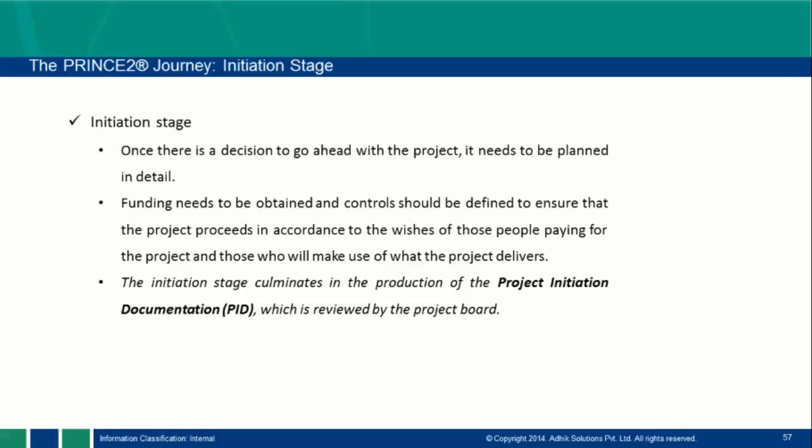So once we have the go ahead, then we will plan in detail in the initiation stage. Funding needs to be obtained, cost control should be defined to ensure that the project proceeds in accordance to the wishes of those people paying for the project and those who will make use of what the project delivers, right? So funding we will provide here, budgeting, everything we will do here because we are doing planning here, right?